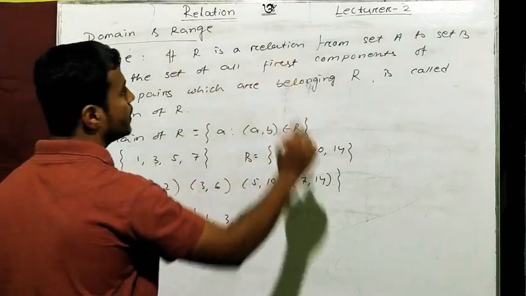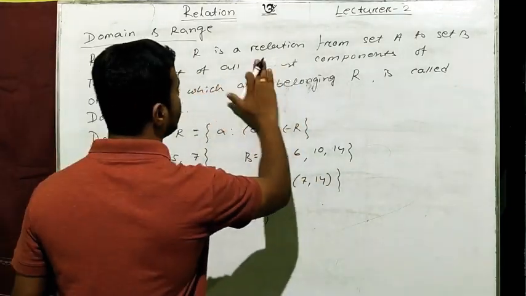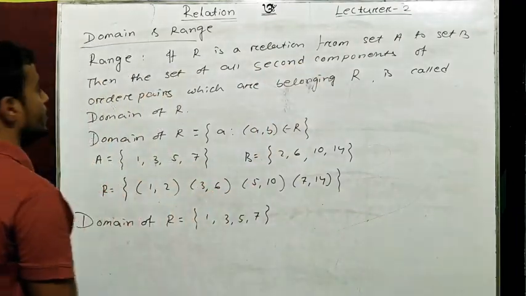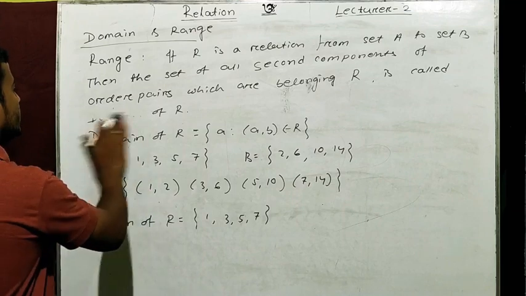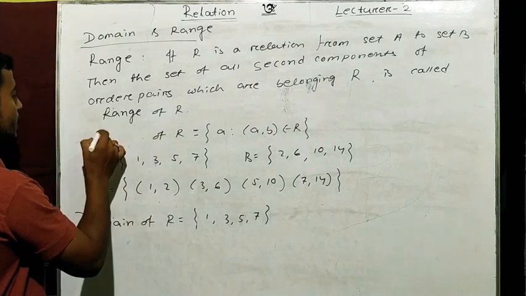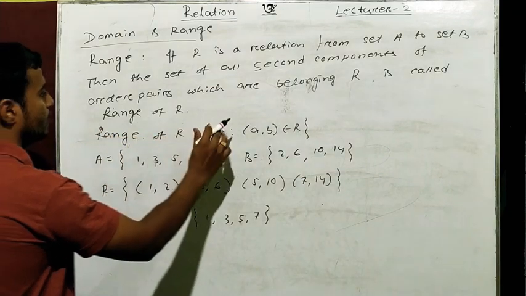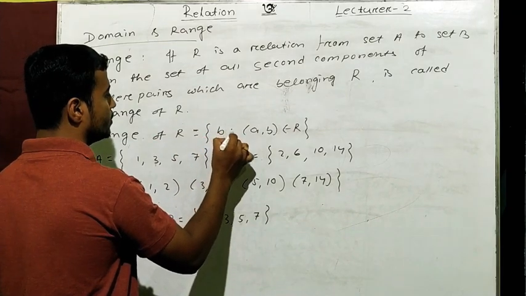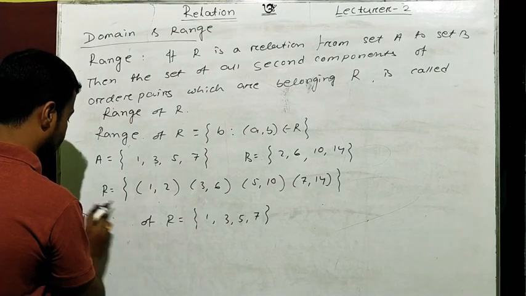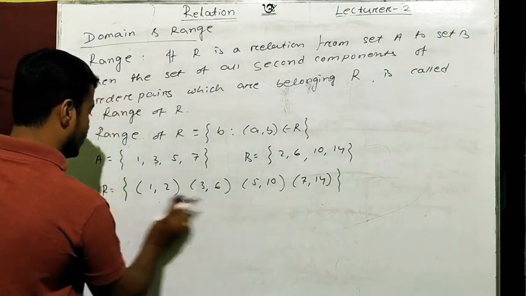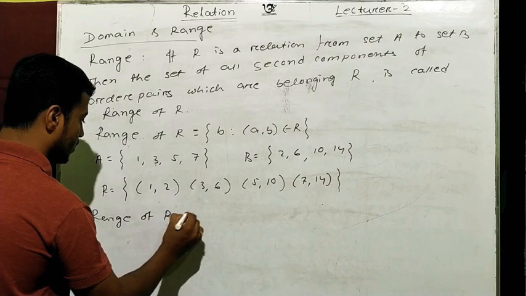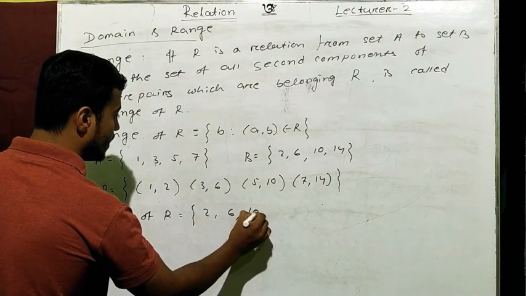Same, if R is a relation from set A to set B, then the set of all second components of ordered pairs which belong to R is called the range of R. Range of R equals the set of all B such that (A, B) belongs to R. Here we can also write range of R equal to 2, 6, 10, 14.